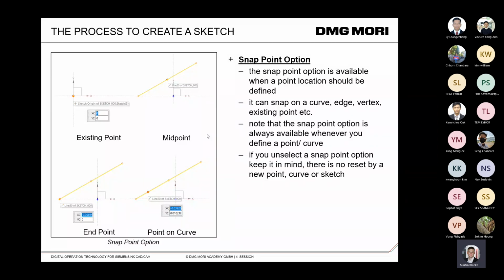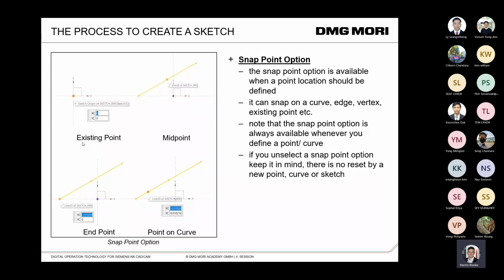So for example, you can switch on or select the option existing point. So you can only click or select the existing point, and you can't select anything else. Another option is if you want to click the midpoint of one line. So you can select the option midpoint, and then you can only select the midpoint of one curve. It could sometimes be helpful for you. And there are several more options.